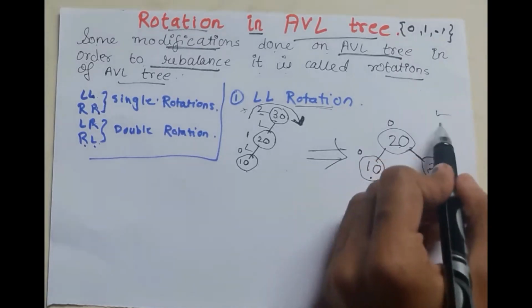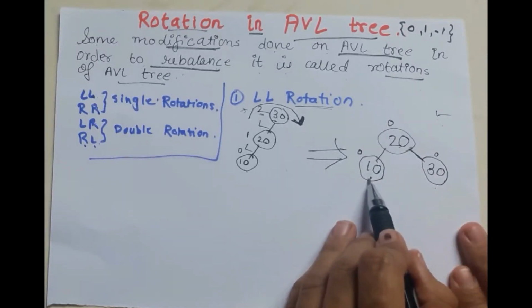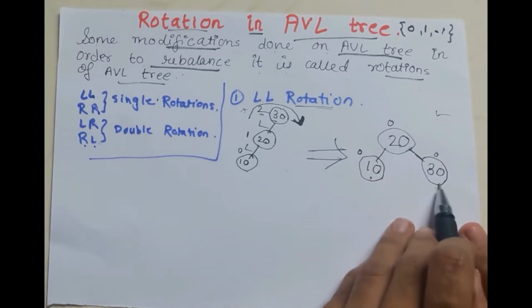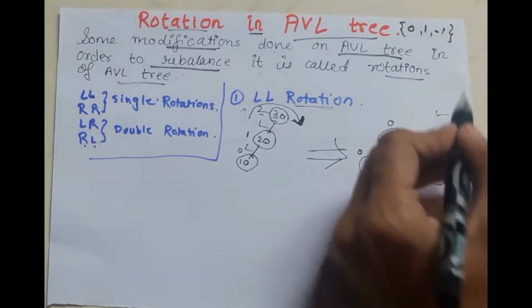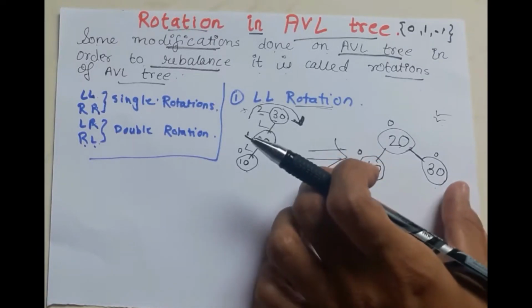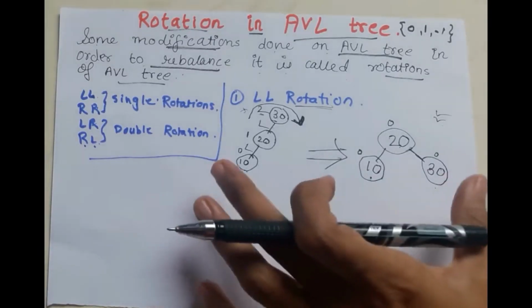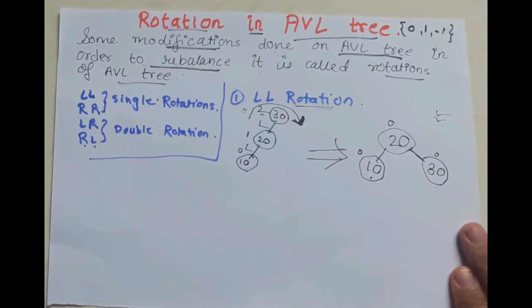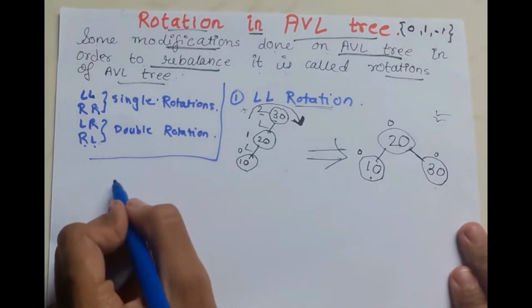The binary search tree property is also maintained. See, left subtree node have value less than root and right subtree node have value greater than root. So binary search tree property is also maintained. Now this tree is balanced. So this is LL rotation. The second one is RR rotation.